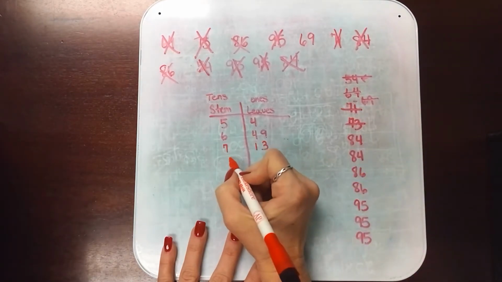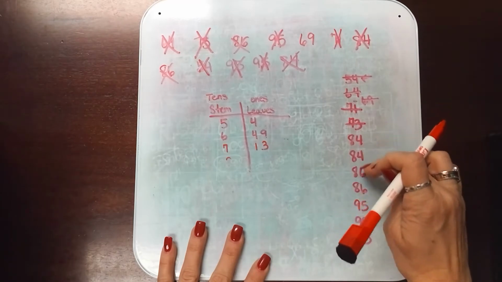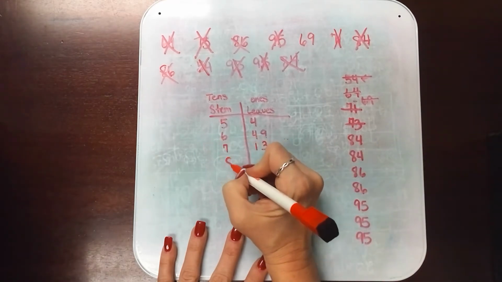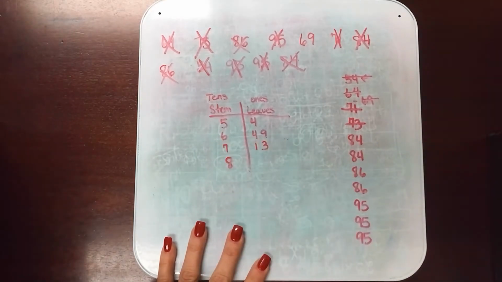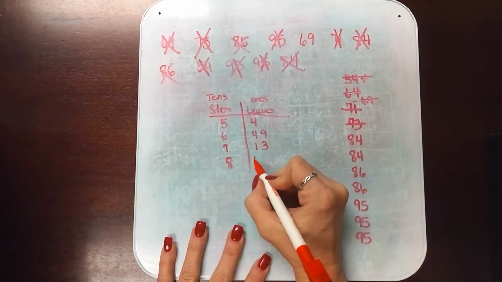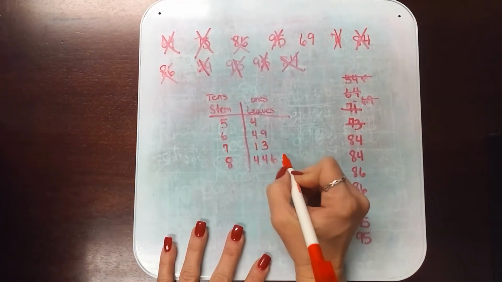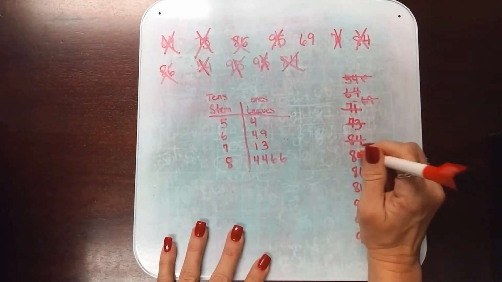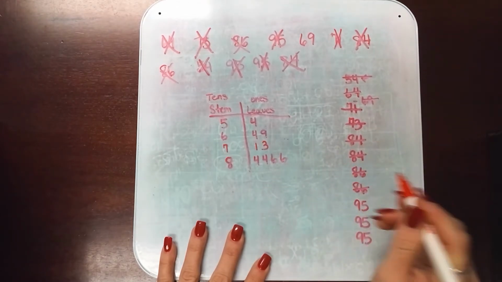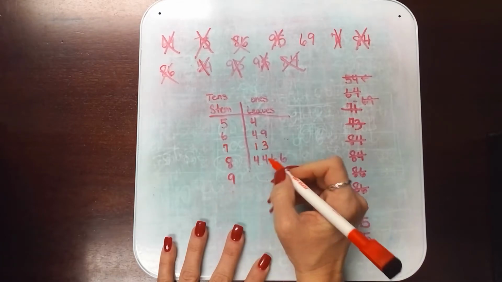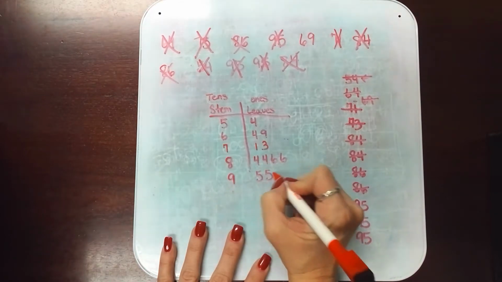I have two 80s, or no, I have 1, 2, 3, 4 80s. I have two 84s and two 86s. So 84, 84, 86, 86. And I have three 95s, 9, 5, 5, 5.